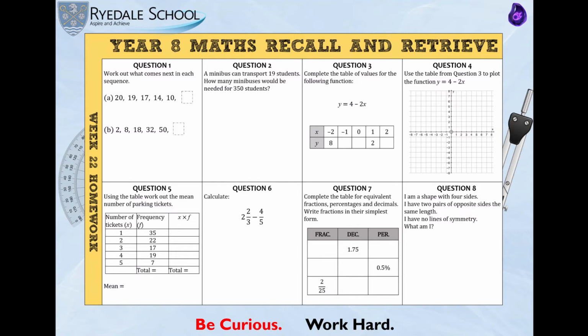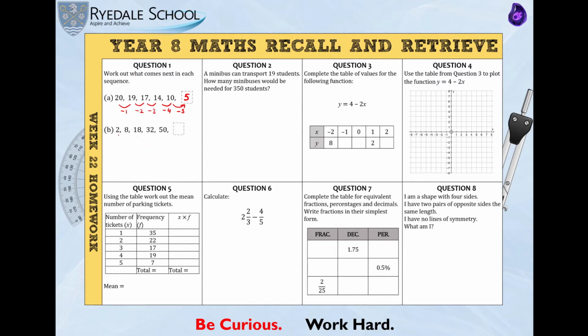So question number 1 says, work out what comes next in each of these sequences. So we can see that this is subtract 1, subtract 2, subtract 3, subtract 4. So to get the final number, we need to subtract 5. 10 take away 5 is 5.